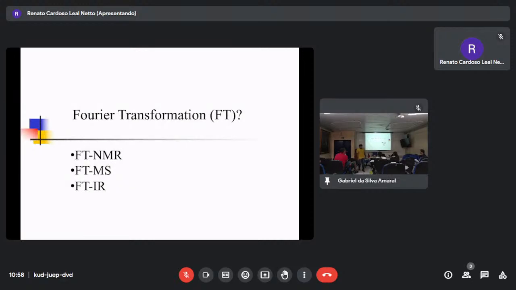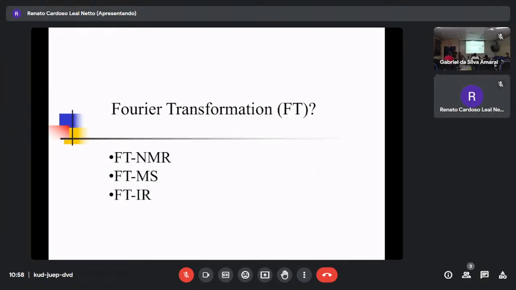And now I want to overview the analytical methods, just some points which I didn't mention. FT, Fourier transformation. What's the Fourier transformation? Chris, what's the Fourier transformation? Fourier transformation is very simple. It's not only for NMR. Sometimes FT-NMR, FT-IR, FT-MS.